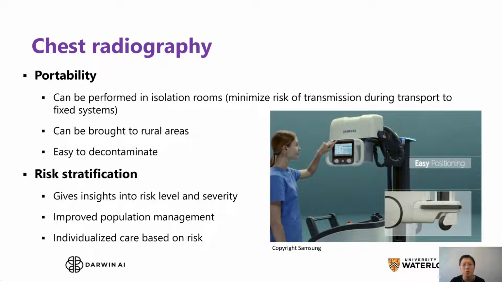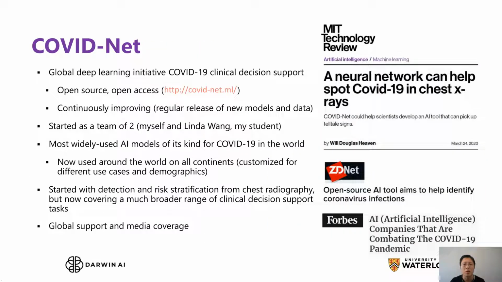And so with all these advantages, at the time when the pandemic first started, we decided to launch the COVIDNet initiative, which has now grown into a global deep learning initiative for COVID-19 clinical decision support. One of the unique aspects of our initiative has been the fact that it is the first and largest open source, open access initiative for deep learning for COVID-19 clinical decision support. You can access everything from that URL there. And not only that, we provide continuous improvements over time with new releases, new updates of both new models as well as new data to support the research and clinical community.